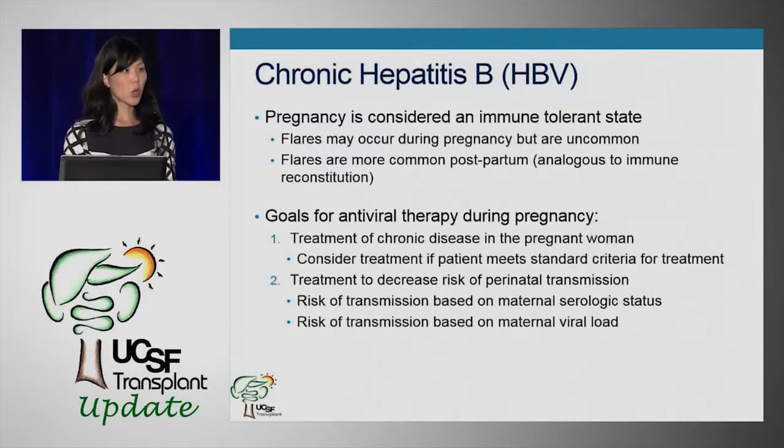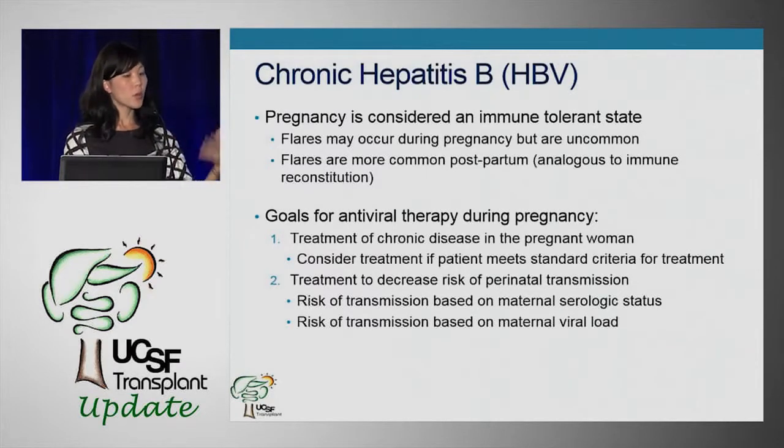There are 2 specific goals to antiviral therapy during pregnancy. The first, of course, is mother first. If the woman has a really absolute indication for treatment, such as advanced fibrosis or cirrhosis, then one has to start treatment or continue treatment. But the second is really explicitly to reduce the risk of perinatal transmission.